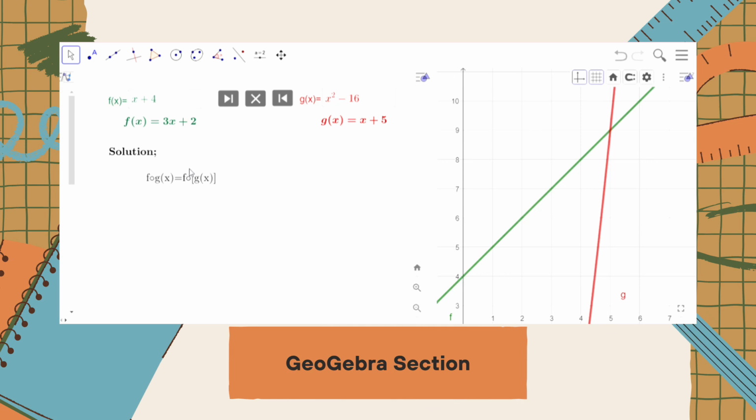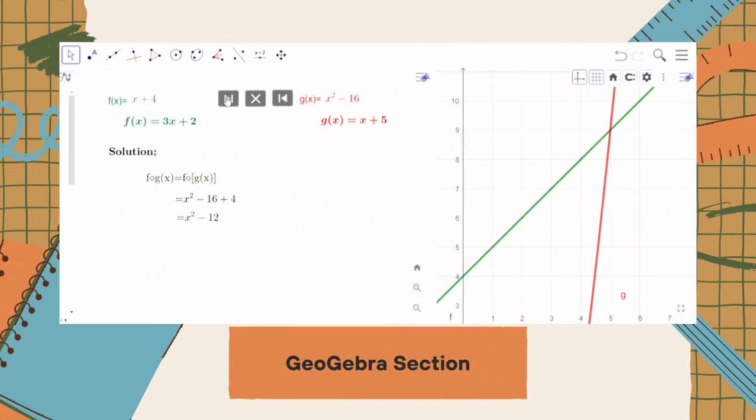So what you're going to do first is, you have to substitute the function of g(x) here in the x of function f(x). So you become x² − 16 in the place of x in function f(x) plus 4. So the answer will become x² − 12.